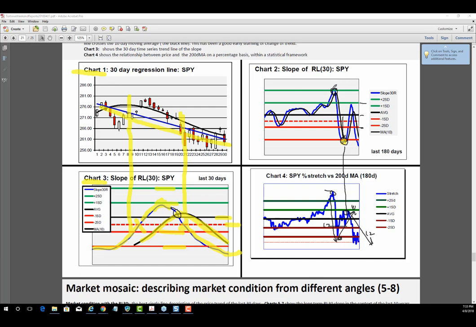So whenever you see the slope value of the S&P change its own direction more than one standard deviation from the long-term average, then that's the sign of a potential significant shift in the long-term market condition or the swing-term market condition. So that's a place you can look at. The next place.